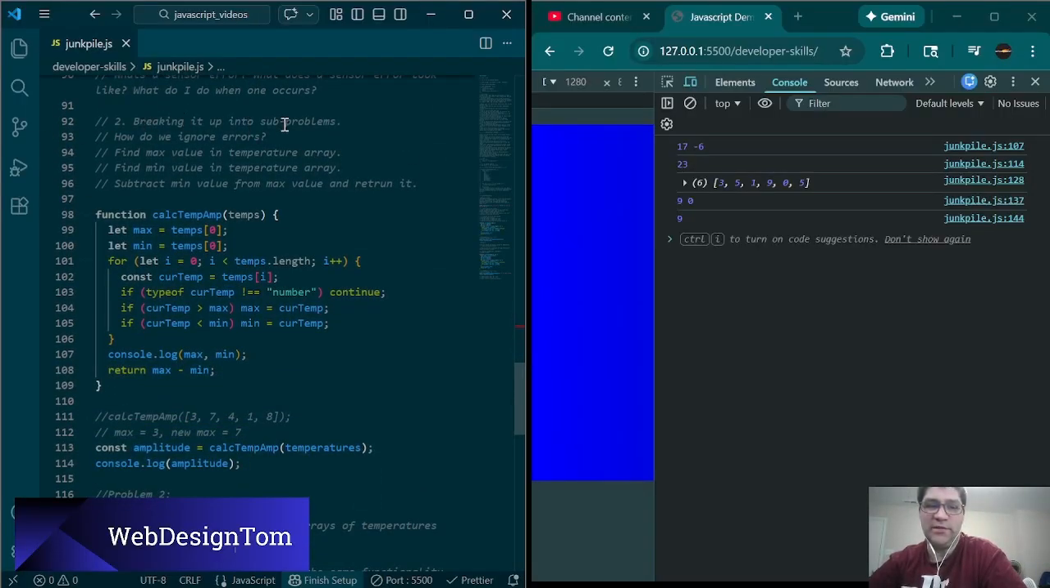Breaking it up into sub-problems. So we took the main problem and we broke it up into smaller problems. So how do we ignore the errors? We had to find the max value in the temperature array, and then we had to find the minimum value in the temperature array, and then we subtracted the minimum from the maximum value, and we had to return it. And that was one of his rules.